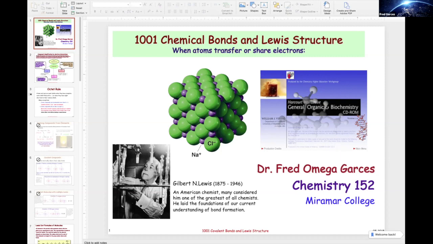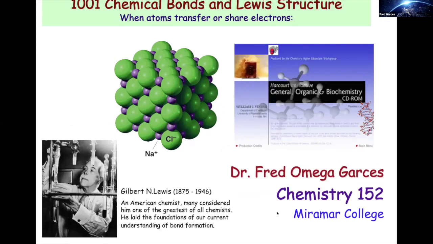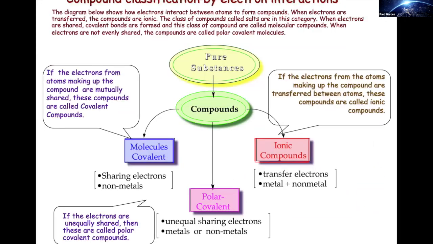G.N. Lewis was the guy who gave us this concept of Lewis structure. Okay, and let me go ahead and do this. So let me summarize again what we already know. We talk about the atoms. They're the building blocks. They're the Lego pieces that make everything around us.